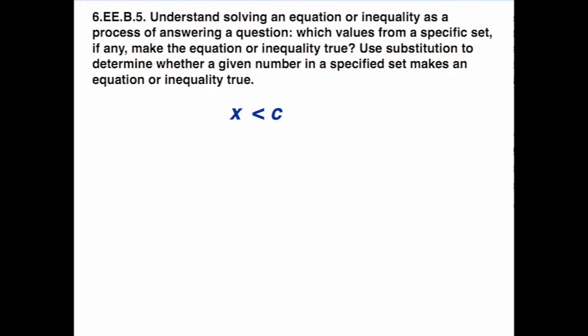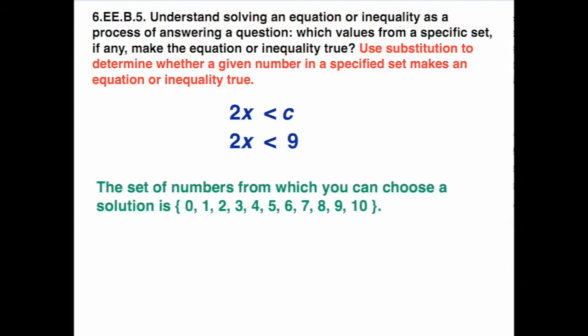Okay, starting with just the basic format of x is less than c, but let's ratchet this up a little bit, and let's go with something like 2x is less than c, and specifically let's try 2x is less than 9. The set of numbers that we can choose from for our solution set are the whole numbers 0 through 10. Follow the standard, and let's use substitution. Let's just plug in these numbers and see what works and what doesn't. So we plug them in.